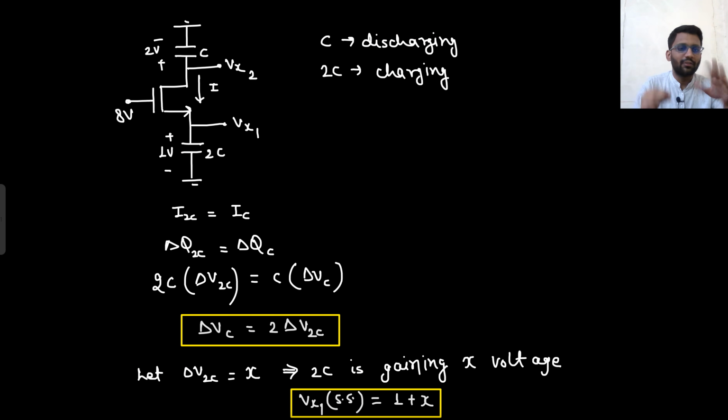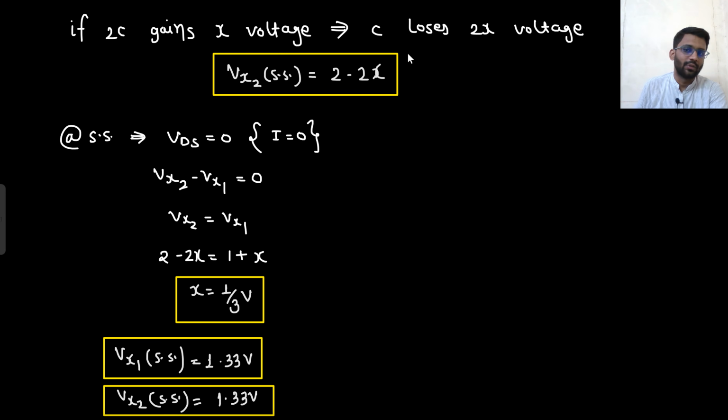If VDS is equal to 0, that will be the steady state, because if VDS is 0, there will be no current. So the capacitor will neither charge nor discharge, and they will hold their voltage. If there is 0 current in the MOS, then the capacitors will hold their voltage. Right? Then what do we know? If 2C is gaining X voltage, then C will lose 2X voltage.